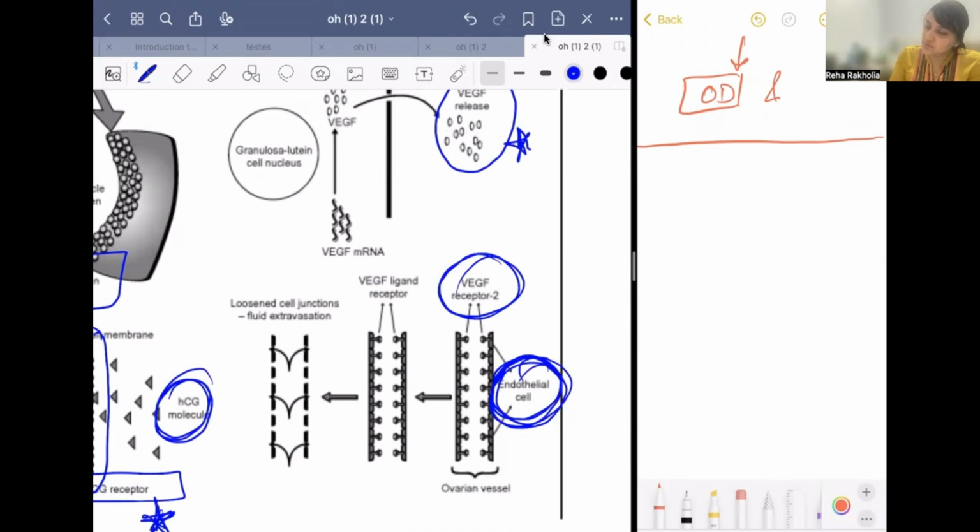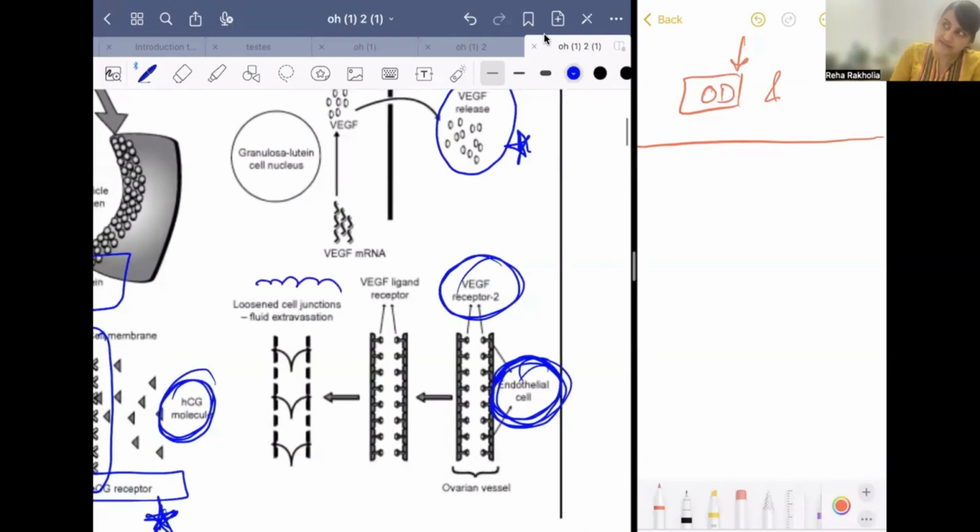This causes loosening of the cell junction, making blood vessels more permeable. Fluid starts leaking out of the blood vessels into the surrounding tissue, leading to fluid accumulation, that is ascites, pleural effusion, and pericardial effusion, hypovolemia, and hemoconcentration, which are key features of OHSS. So fluid extravasation will take place.